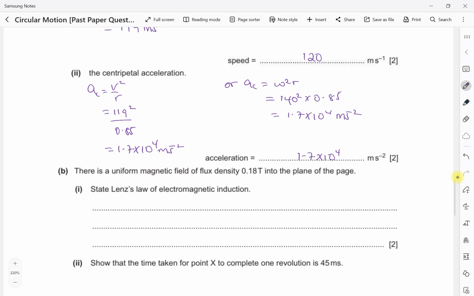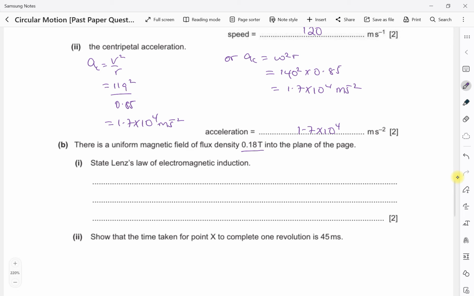There is a uniform magnetic field of flux density 0.18 teslas into the plane of the page. State Lenz's law. Of course, this is now in magnetism. Lenz's law states that the direction of the induced EMF is such as to produce effects.